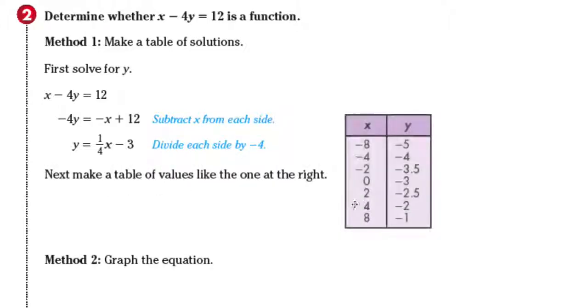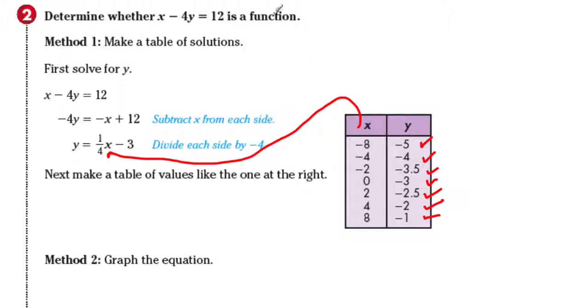Now that we have solved for y, we can create our table, and this is the table that we can create. So if we let the domain be -8, -4, -2, 0, 2, 4, and 8, and substitute these values for x right here, we find the corresponding values for y: -5, -4, -3.5, -3, -2.5, -2, and -1.